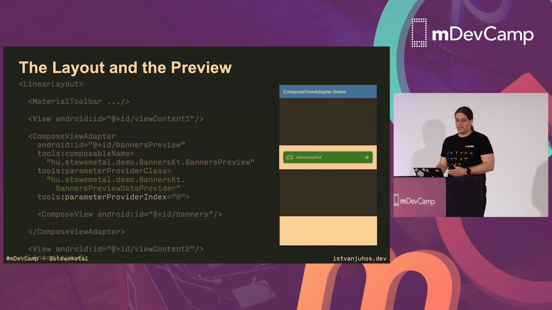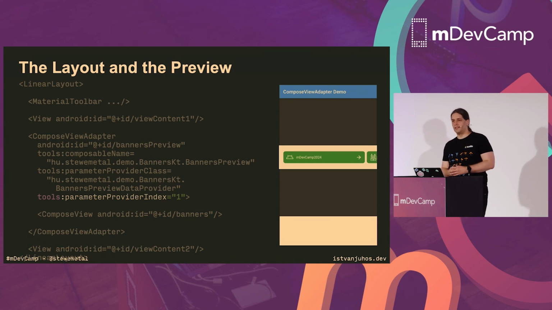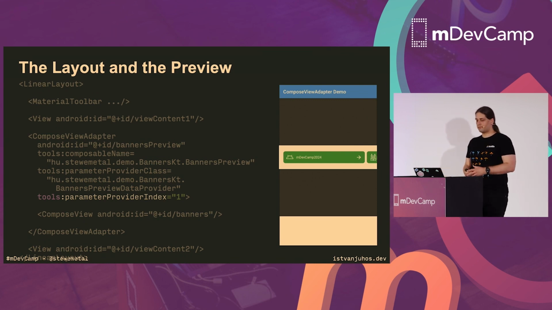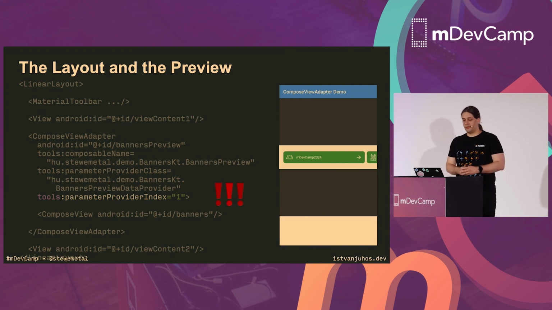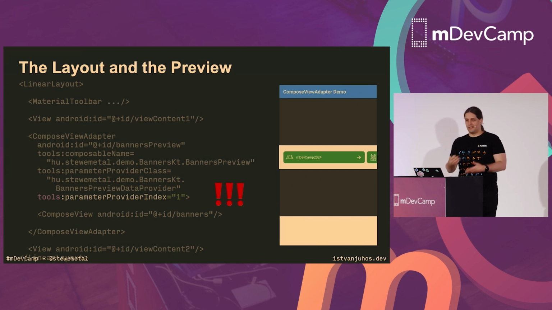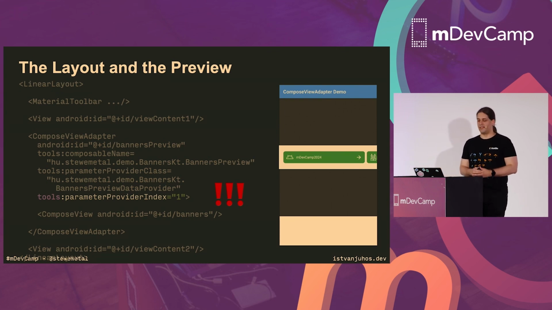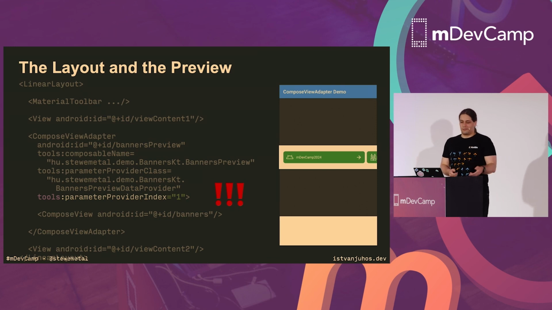But we can actually manipulate this to be any other data set that we have that is provided by the preview parameter provider. So beware when you're doing this, because all of these parameters are stringly typed. So if you mess up something, then your layout won't render in preview. Of course, it doesn't have any repercussions in runtime, but your preview might break if you don't do the correct stuff here. This also means that the parameter provider index has to be correct and not out of bounds. Just something to keep in mind.